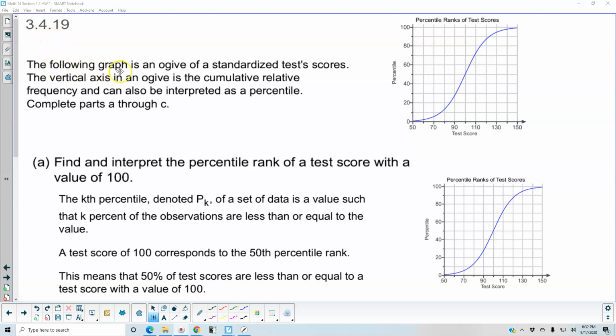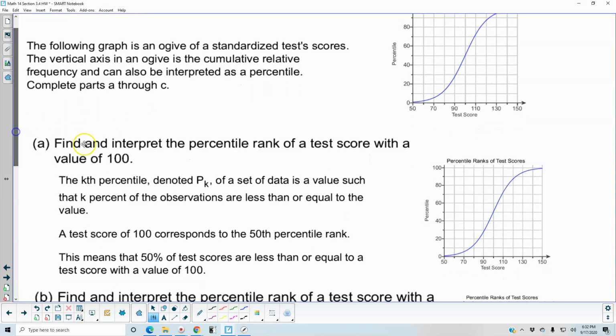3.4.19. The following graph is an ogive of standardized test scores. The vertical axis in an ogive is the cumulative relative frequency and can also be interpreted as a percentile. We're going to complete parts A through C.